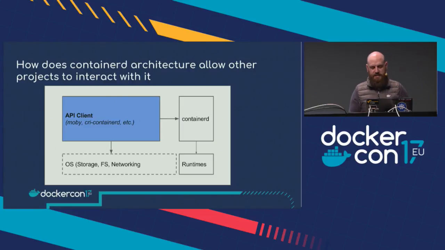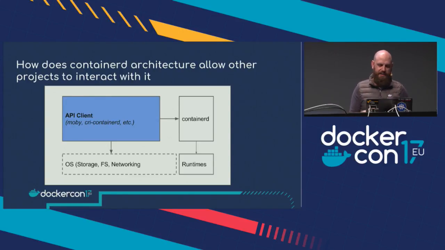And how does the architecture allow it to be pluggable? So you've got here the API client, which is a gRPC client. So CRI containerd for Kubernetes, Moby. I saw a really interesting talk where Microsoft had HCS, I believe it was, that sat in front of containerd. That was some really interesting stuff that they were doing. So they can plug in all the applications they're building to run Linux containers on top of Windows because containerd is so pluggable.